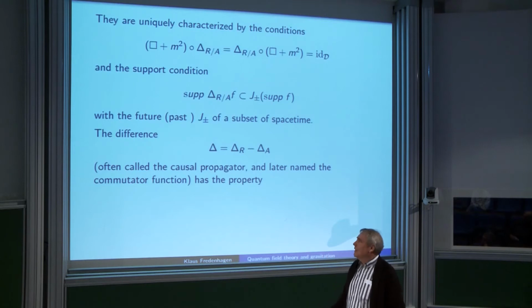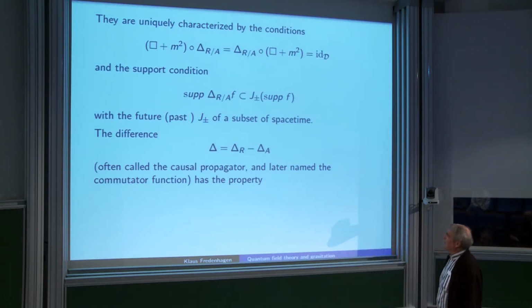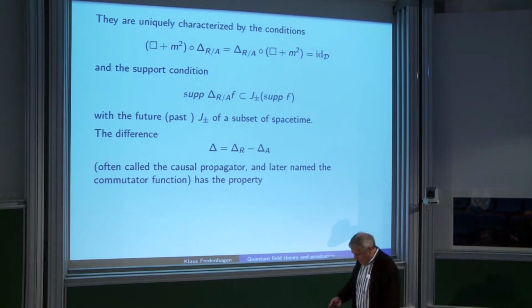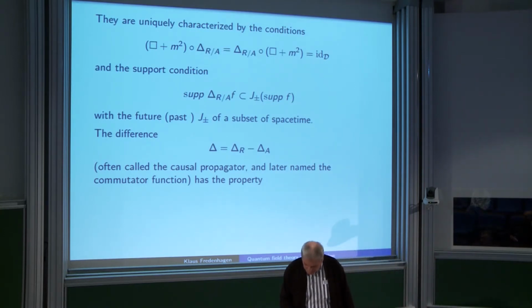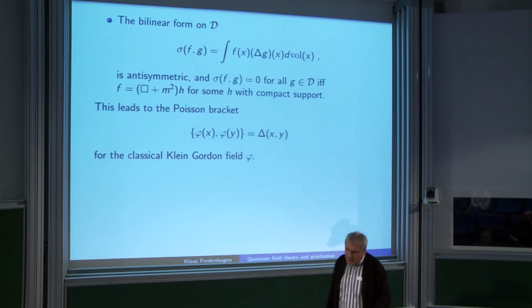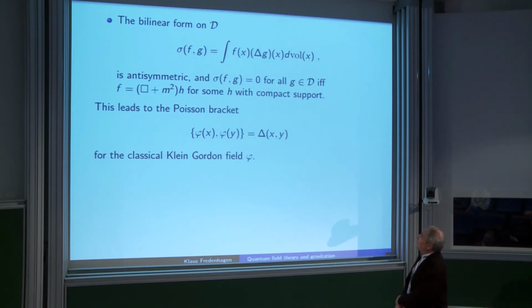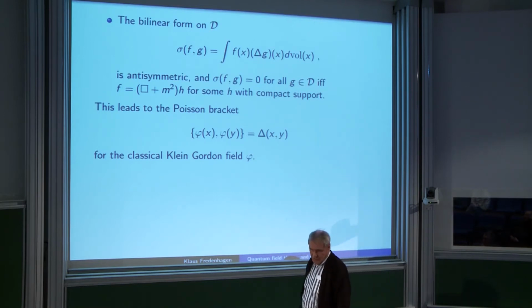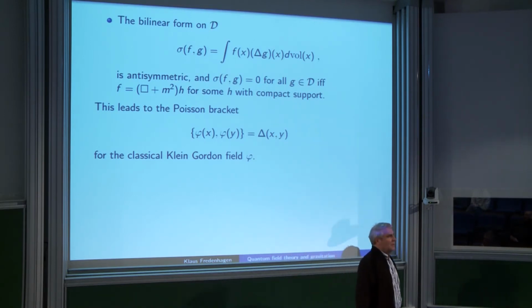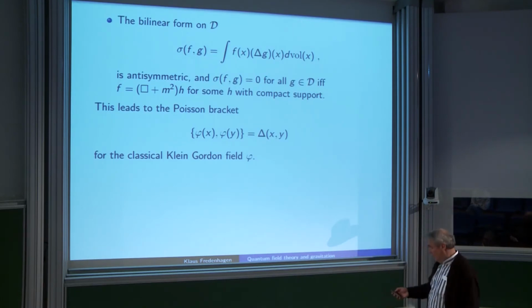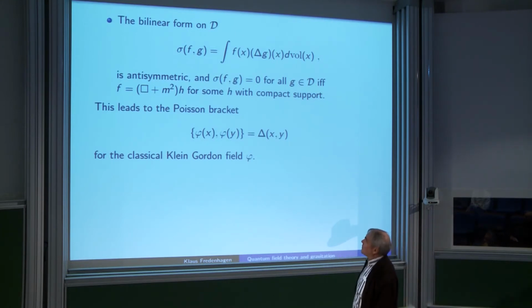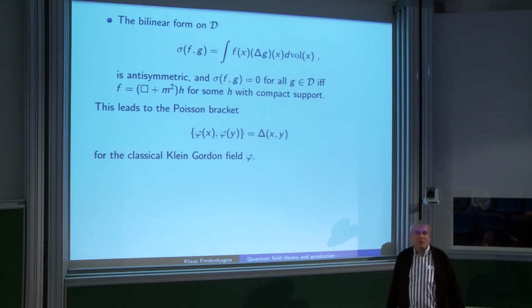So we have a difference of these, often called the causal propagator and later named the commutator function. And this will be crucial for the algebraic construction. Namely, in terms of this commutator function, you can define a bilinear form on the test function space which is antisymmetric, and which is degenerate, but the degeneration is of a very simple form. Namely, this form vanishes if one of the entries is in the image of the Klein-Gordon operator applied to a test function.